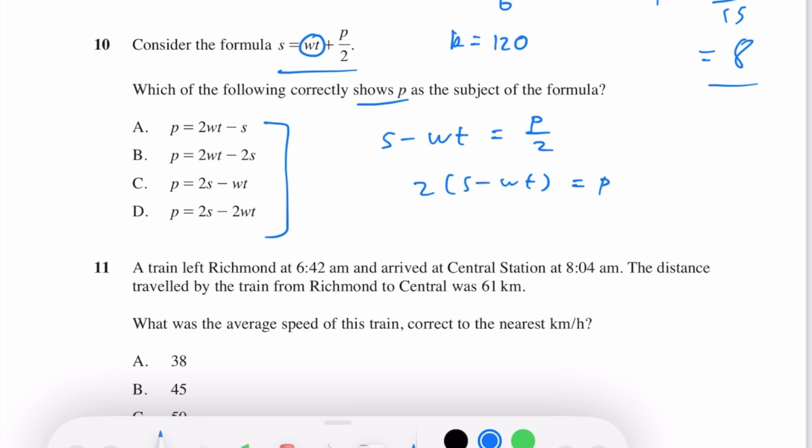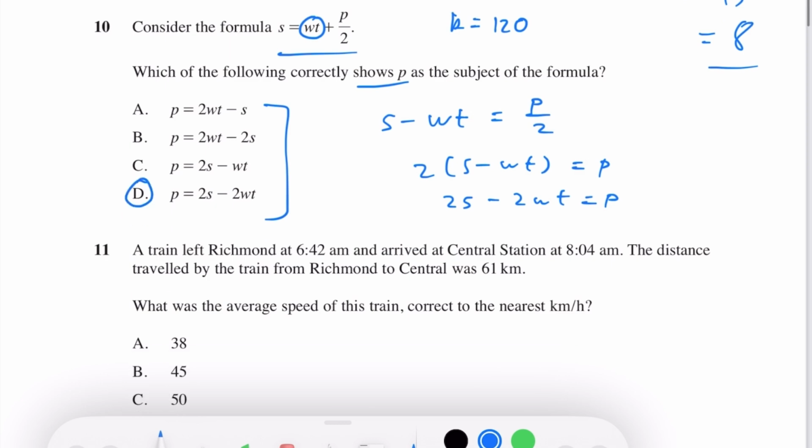And out of our options here, they're all expanded. So I'm going to expand it too. So I'm going to get 2S minus 2WT is equal to P. So which of those options is it? 2S minus 2WT. That will have to be option D. So for 10, D is your answer.